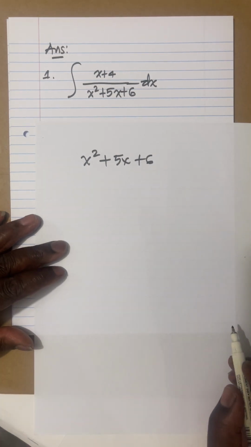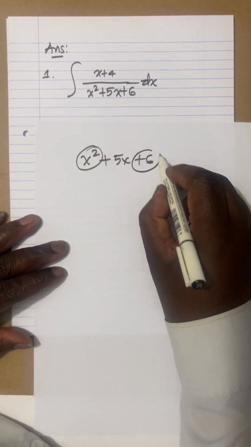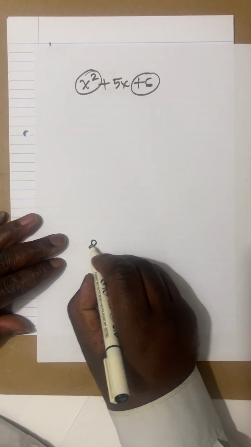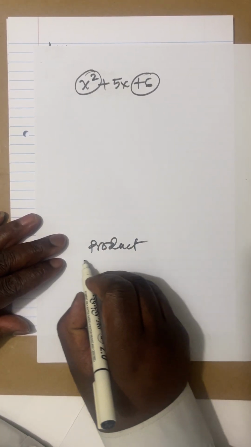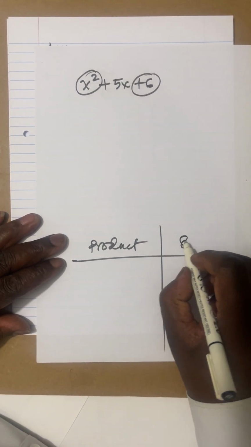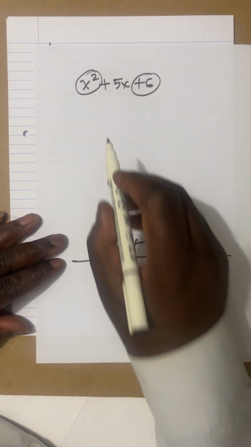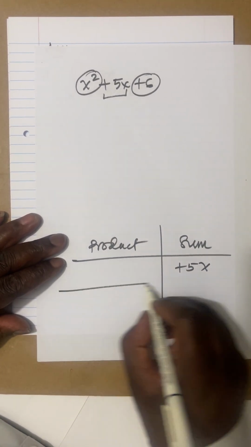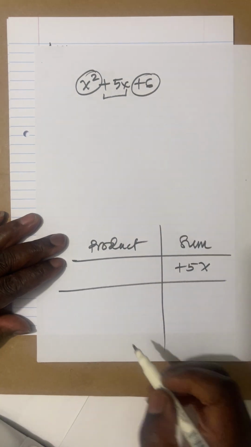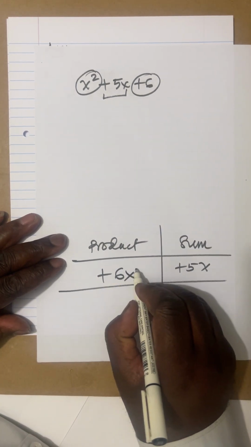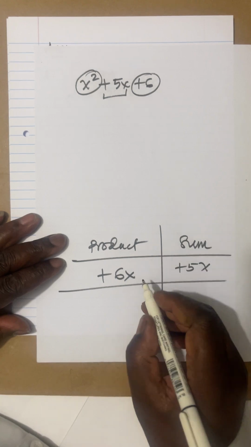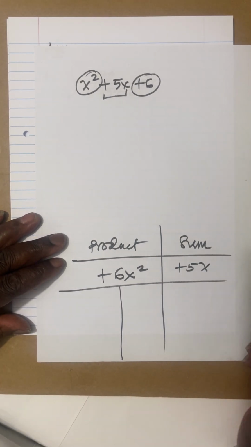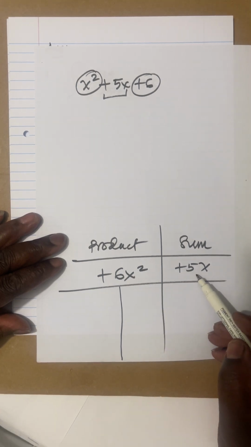We're factorizing this. You look at this and that, multiply them, get what is known as product. Let me write it down over here. And then on this side, you have what we call sum, and sum is the middle term. So our sum is positive 5x, and the product of x squared and positive 6 is positive 6x squared. Now you break this down into factors whose product is this and whose sum is 5x.